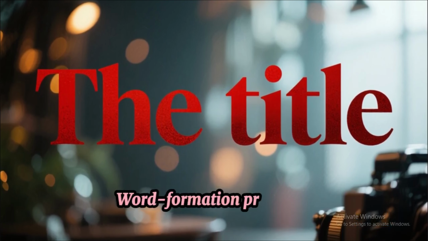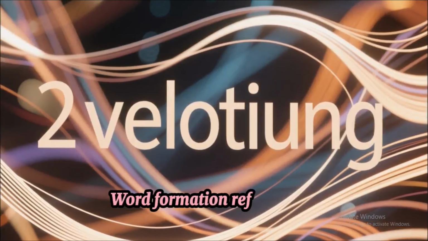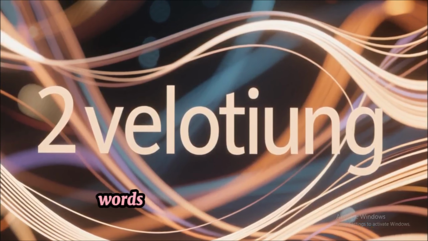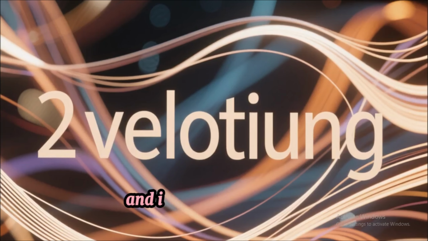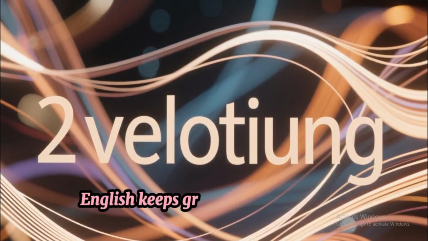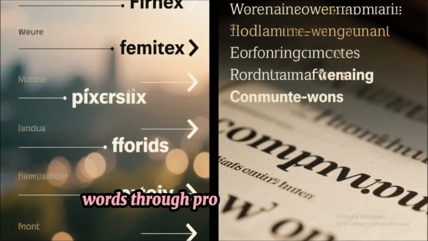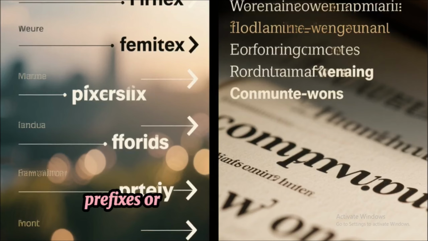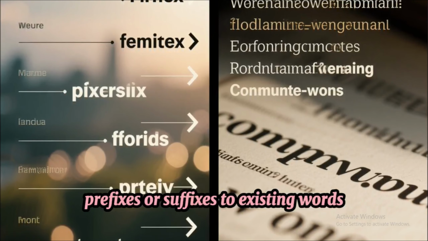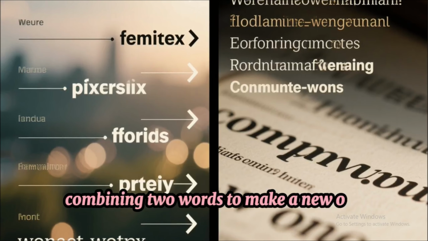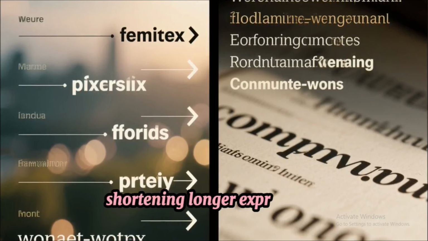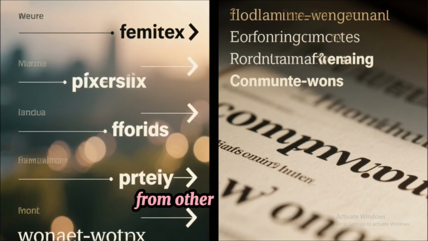Word formation processes. Word formation refers to the different ways new words are created in a language, and it helps explain how English keeps growing and changing. Everyday English adds fresh words through processes like adding prefixes or suffixes to existing words, combining two words to make a new one, shortening longer expressions, or even borrowing from other languages.